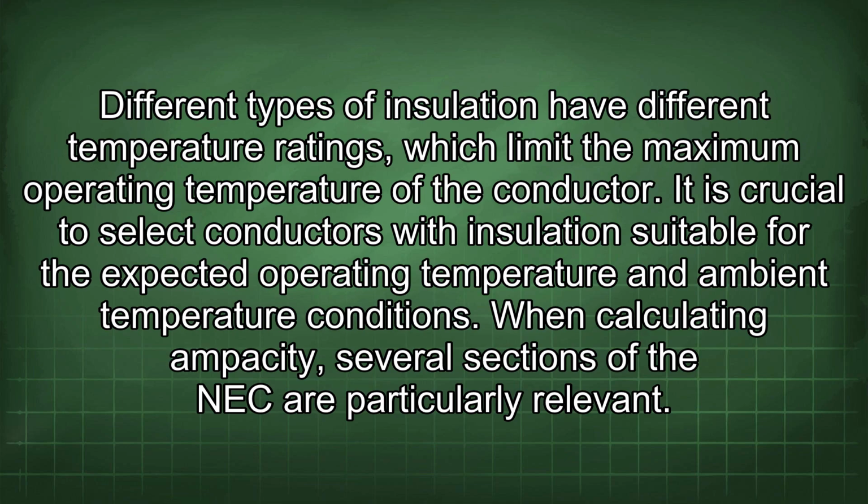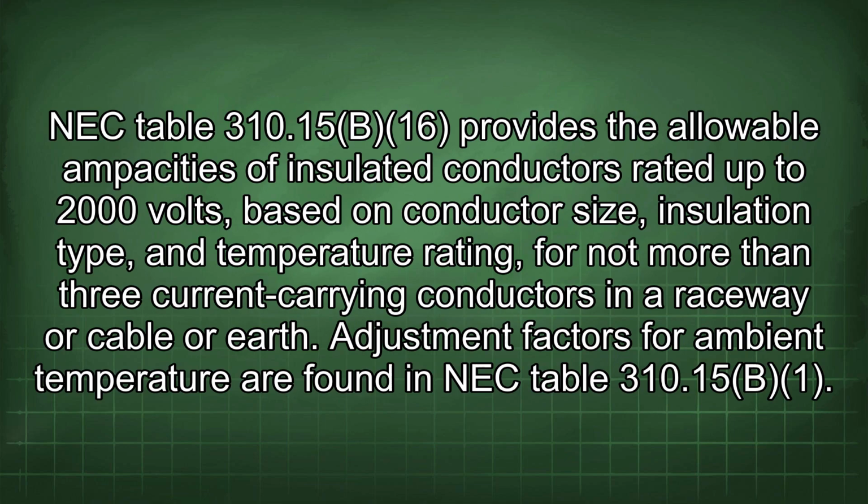When calculating ampacity, several sections of the NEC are particularly relevant. NEC Table 310.15(B)(16) provides the allowable ampacities of insulated conductors rated up to 2000 volts, based on conductor size, insulation type, and temperature rating for not more than 3 current-carrying conductors in a raceway or cable or earth.